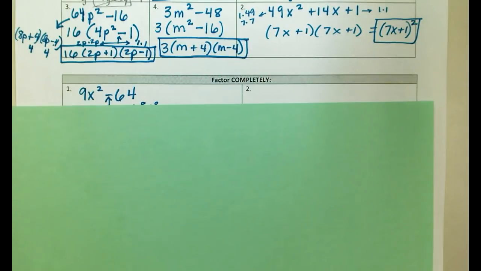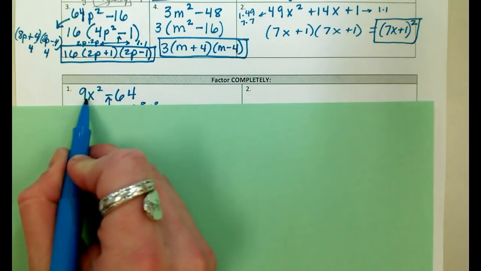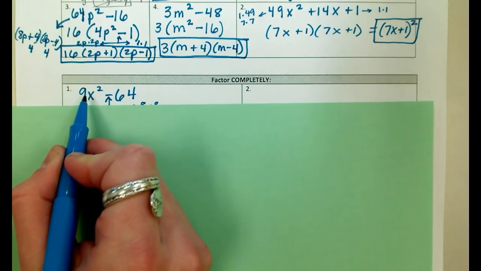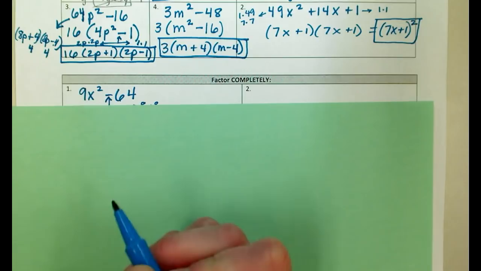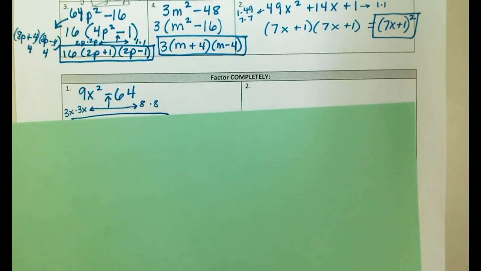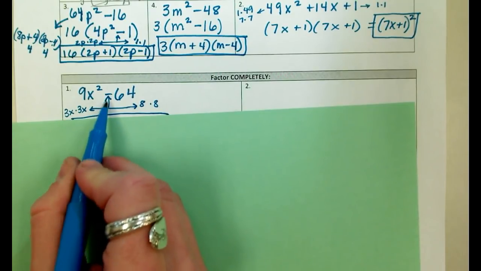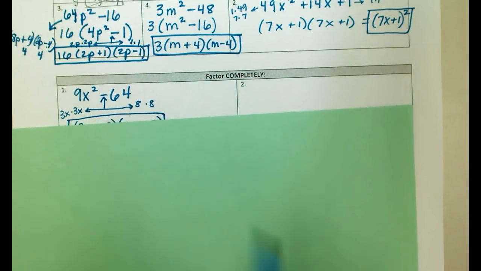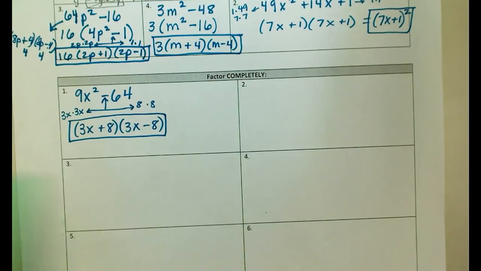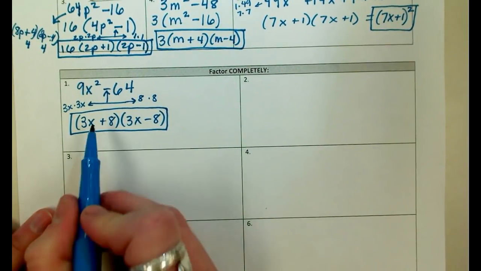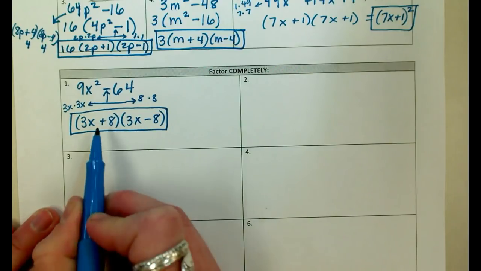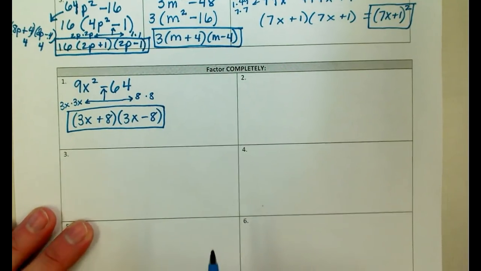Okay, let's check our work. I noticed here this was a subtraction of two terms. So I checked to see if I had the difference of two squares. 9x squared is 3x times 3x, and 64 is 8 times 8. So both of these were perfect squares. And once again, I had subtraction. So I can rewrite this as 3x plus 8 times 3x minus 8. Notice here our answer, we must have both of these written because they are not the same thing. So 3x plus 8 times 3x minus 8.